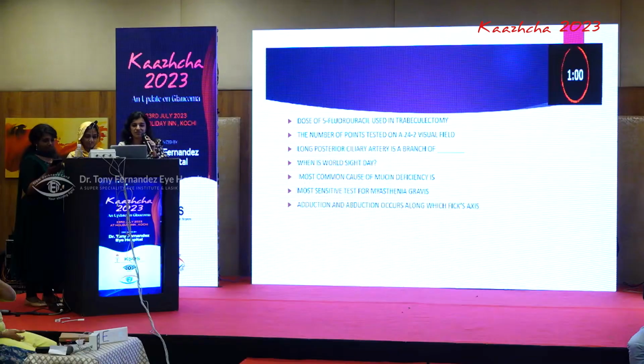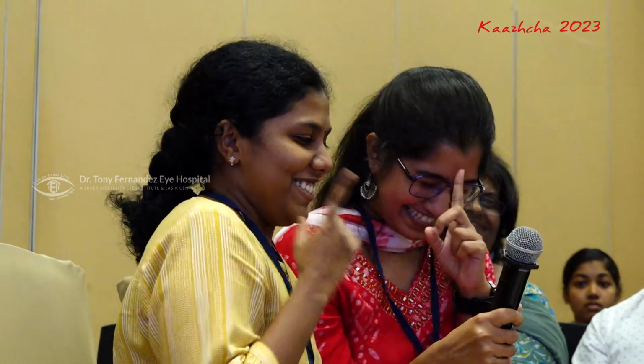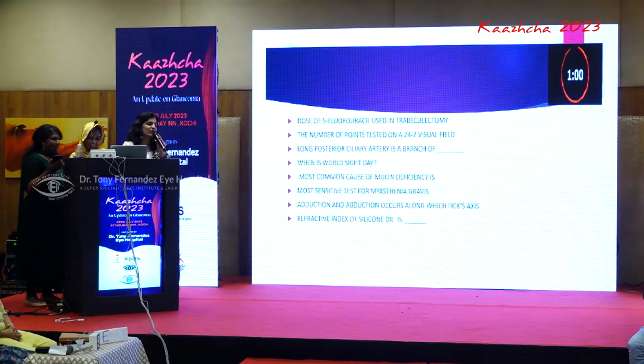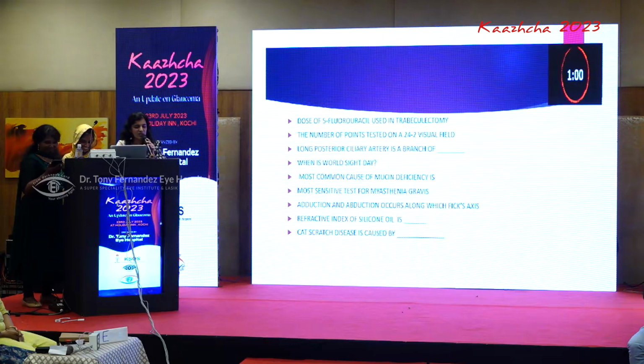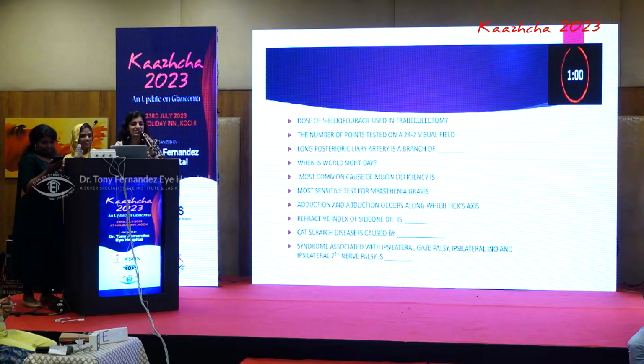Pass. Adduction and abduction occurs along which fixed axis? Z-axis. Correct. Refractive index of silicone oil is? 1.4. Correct. Cat scratch disease is caused by? Bartonella henselae. Correct. Syndrome associated with ipsilateral gaze palsy, ipsilateral INO, ipsilateral 7th nerve palsy is? Time up.